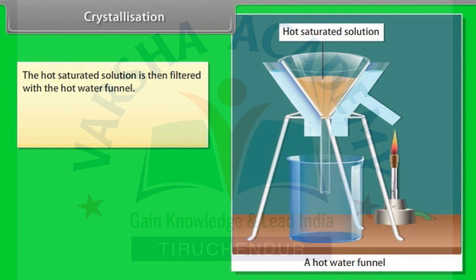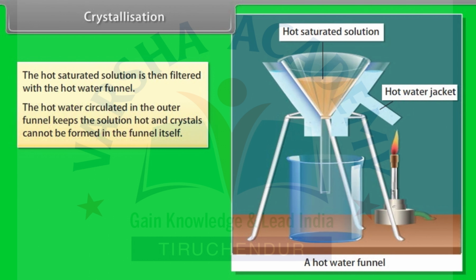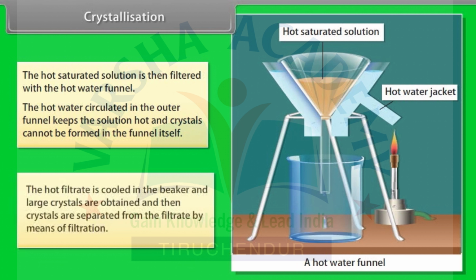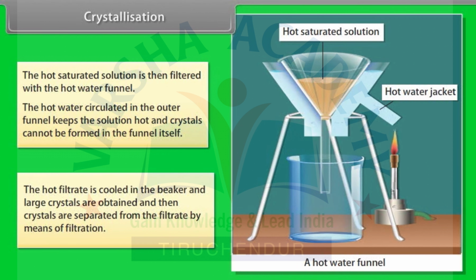The hot saturated solution is then filtered with the hot water funnel. The hot water circulated in the outer funnel keeps the solution hot, and crystals cannot be formed in the funnel itself. The hot filtrate is cooled in the beaker and large crystals are obtained, and then the crystals are separated from the filtrate by means of filtration.